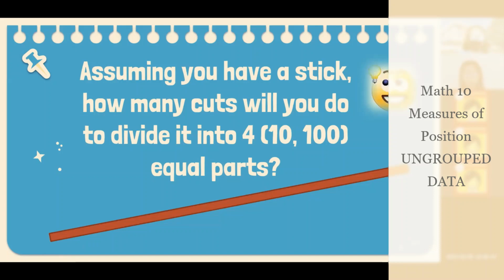Okay, 3, yes. 3 cuts. Tatlo. And if you will divide into 10, so you'll have 9. And if you will divide into 100 equal parts, then you will have 99. So that's how you will divide for you to have equal lengths.